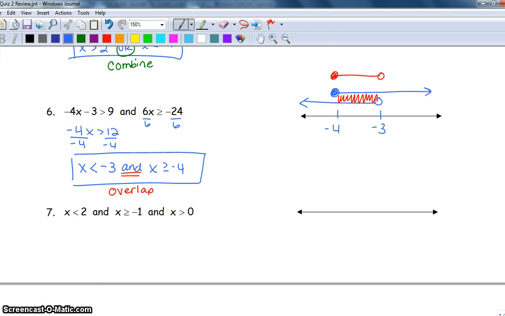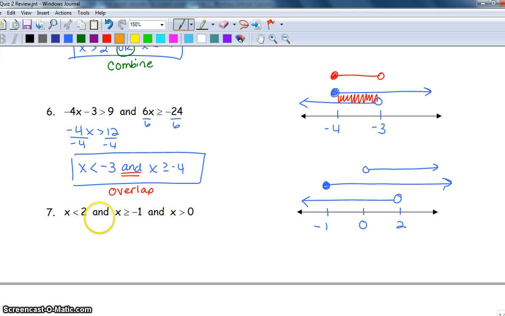Alright, and number 7. Notice we have 3 inequalities. So we're going to go ahead and start by graphing them. We've got 2, -1, and 0. So make sure that they're in the correct order. It comes -1, then we would hit 0, then we would hit 2. So I've got less than 2, that's open circle at 2, arrow to the left. Greater than or equal to -1, that's close circle to the right. And then our last one, greater than 0, open circle at 0, arrow to the right.